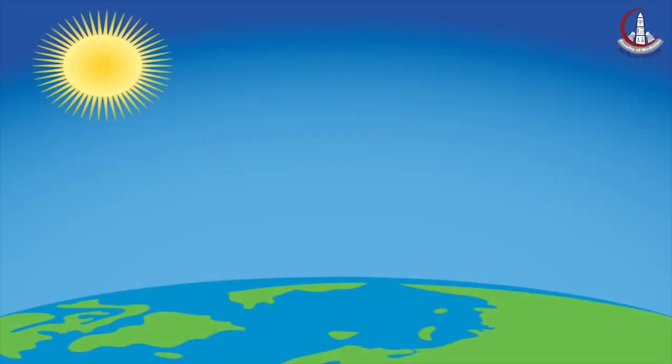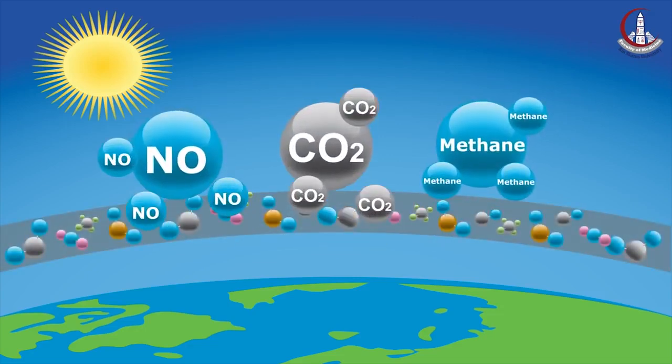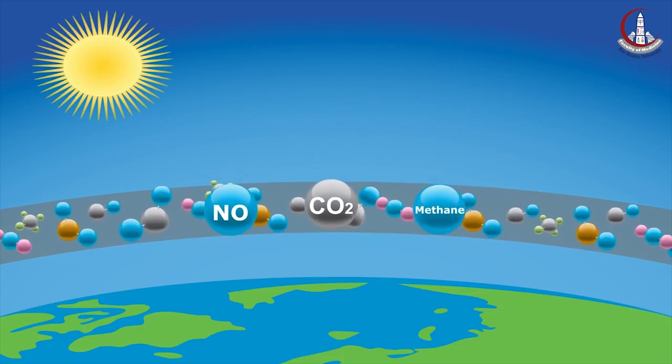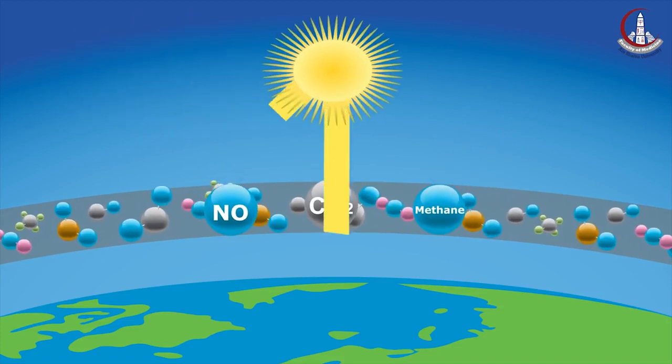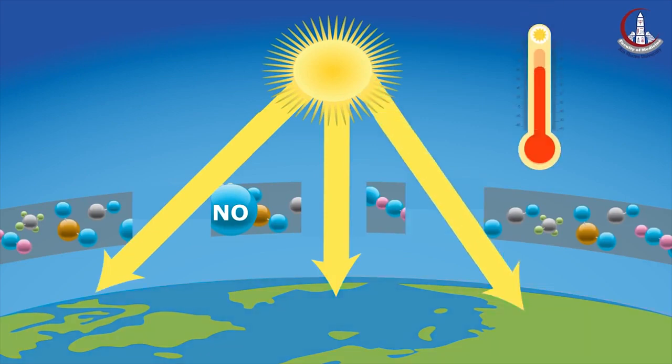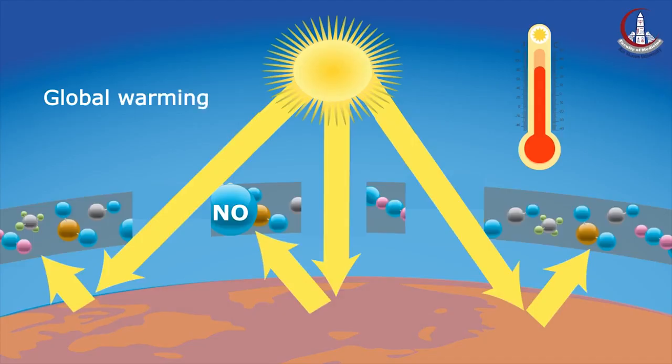Evidence is mounting that humans have disturbed this natural balance by producing large amounts of some of these greenhouse gases, including carbon dioxide and methane gas. As a result, the Earth's atmosphere appears to be trapping more of the sun's heat, causing the Earth's average temperature to rise, which is a phenomenon known as global warming.